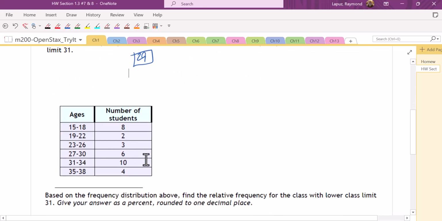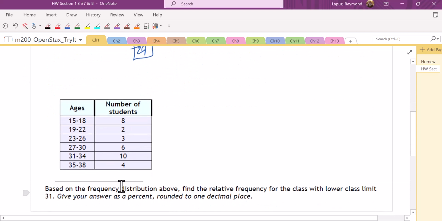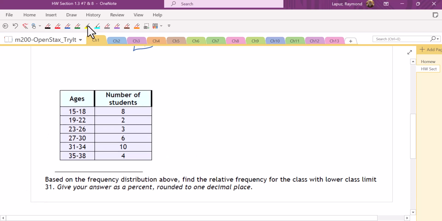All right, now using the same frequency table, find the relative frequency for the class with the lower class limit of 31. So give your answer as a percent. Okay, now we found that the total was 33. This is the same table, by the way. When you're doing your homework, you might get a different table, so just be aware of that.